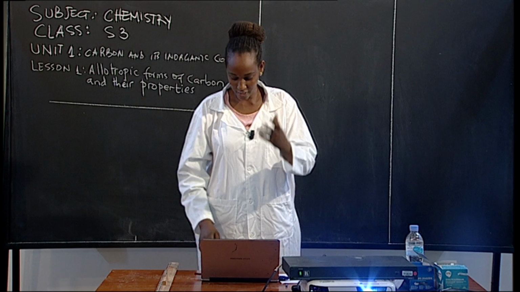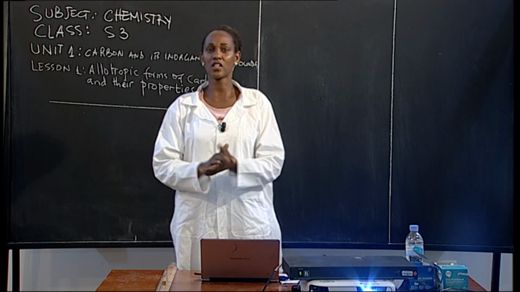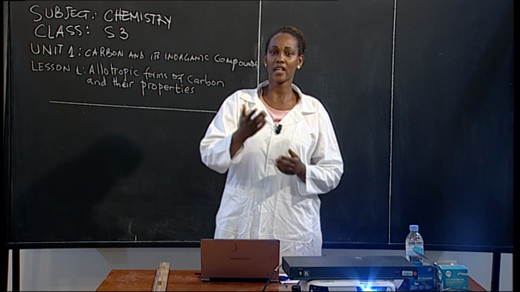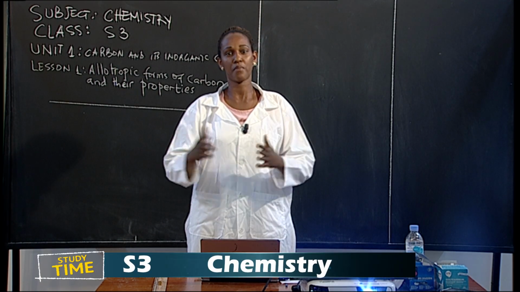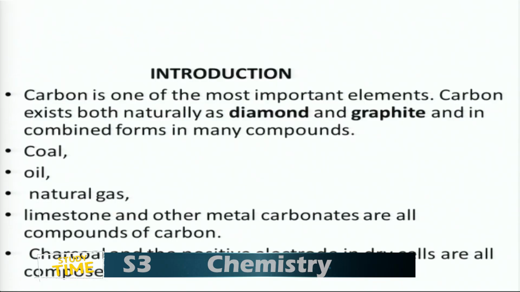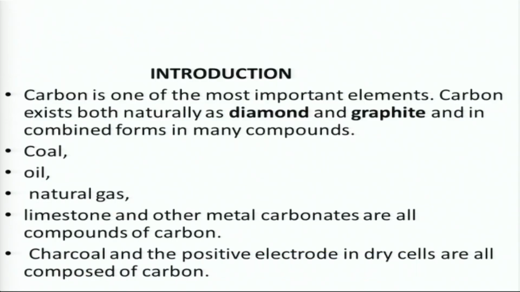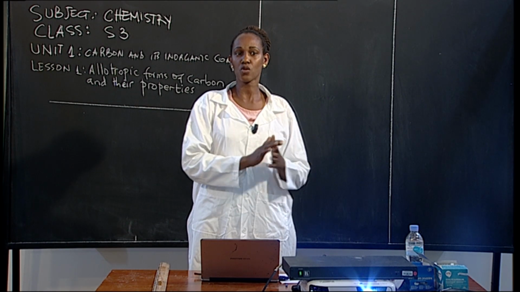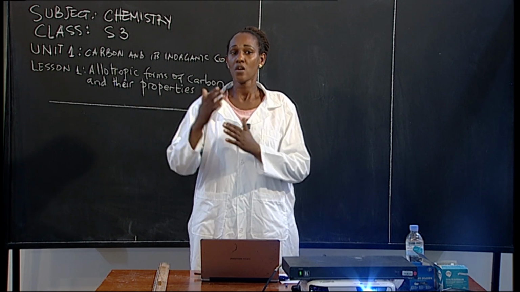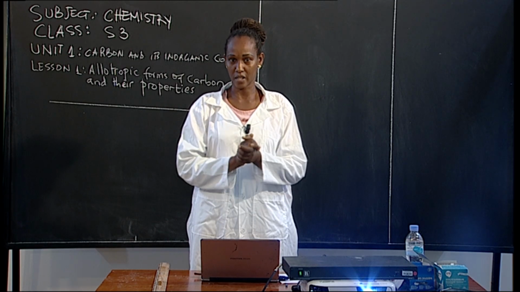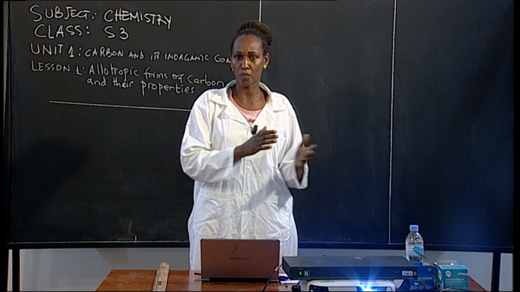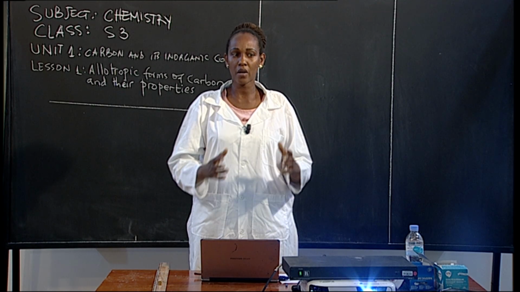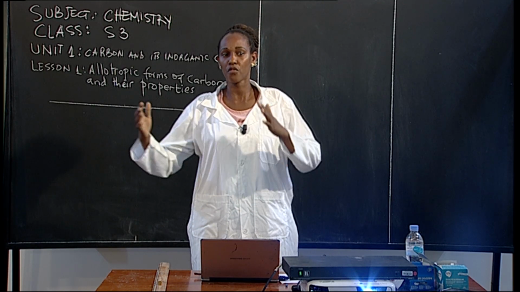Good. So let's start today's lesson. By introduction, carbon. In Senior 1, you studied about elements of the periodic table, all right? Among them, you found carbon. Carbon is also among the elements in the periodic table. So we're going to look at carbon and its allotropes, or carbon behaving in forms of allotrope.